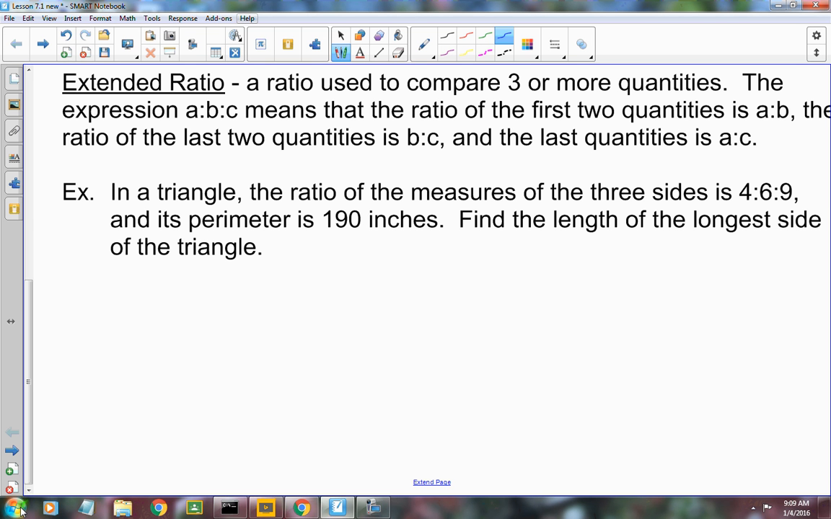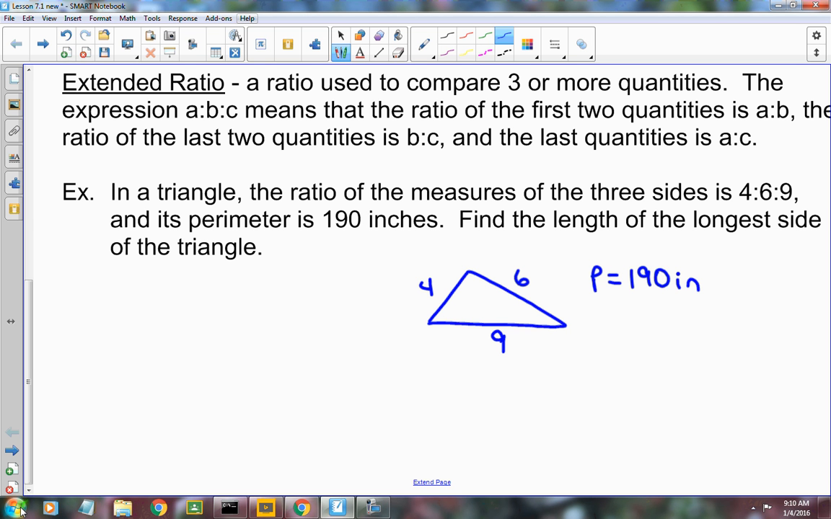In a triangle, the ratio of the measures of the three sides is 4 to 6 to 9. And its perimeter is 190 inches. Find the length of the longest side of the triangle. Okay, so what we have is this triangle. It tells us that the perimeter is 190 inches. And it says the ratio of the three sides is 4 to 6 to 9.